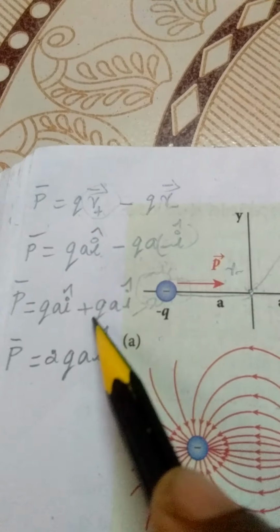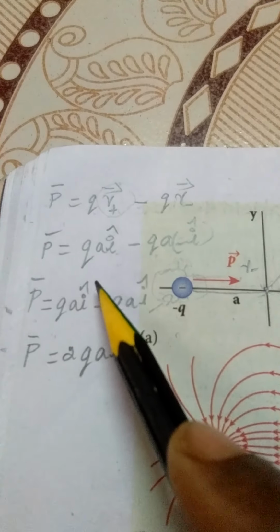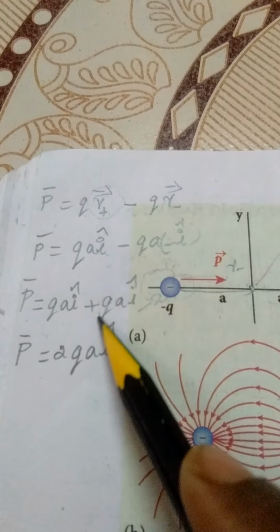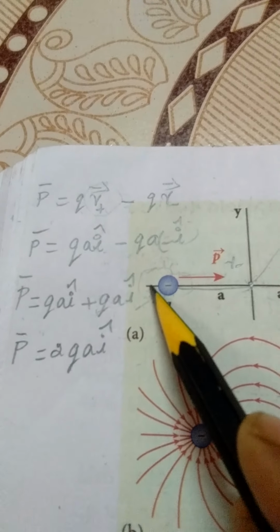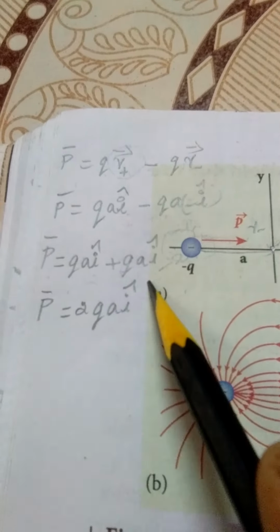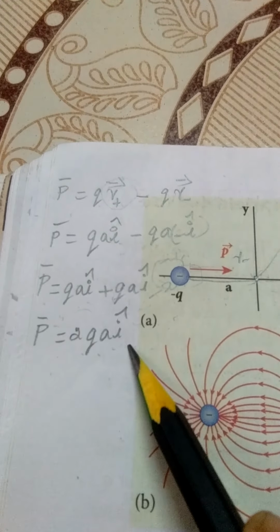Okay, so now you see minus into minus is plus. Rearranging the equation, P vector equals Q A i cap plus, minus into minus, plus Q A i vector. Now we add them, and both terms are the same, so adding gives P vector equal to 2 Q A i vector.